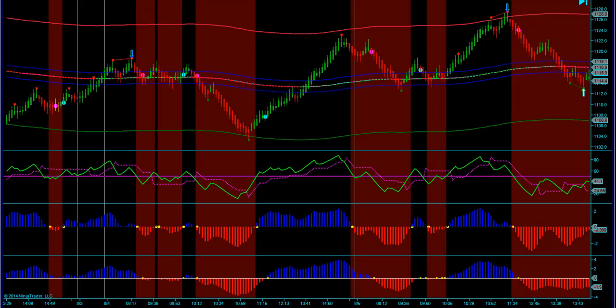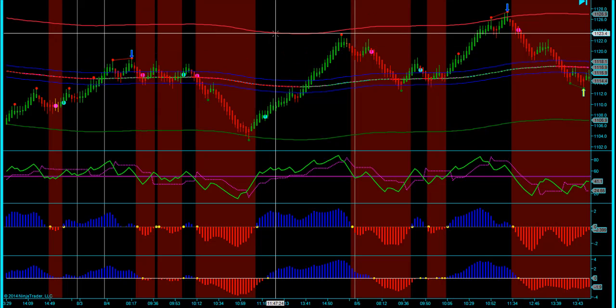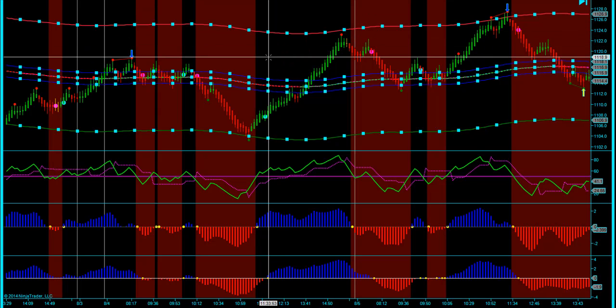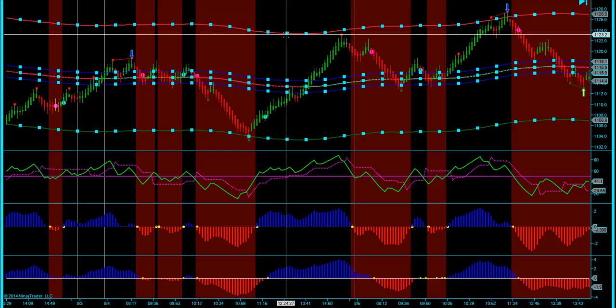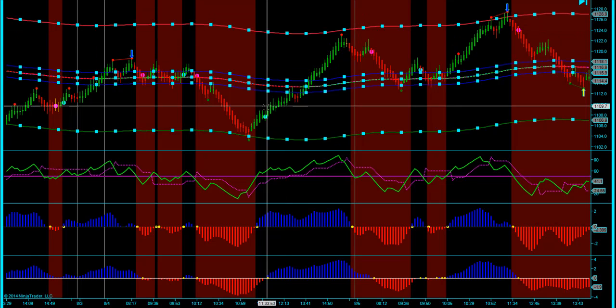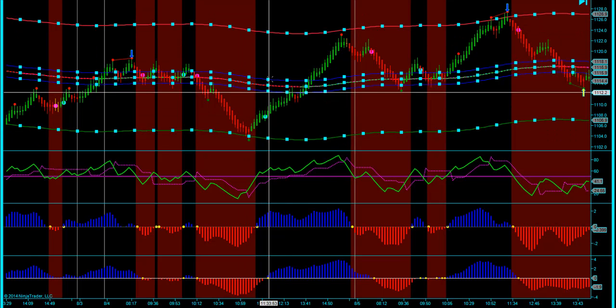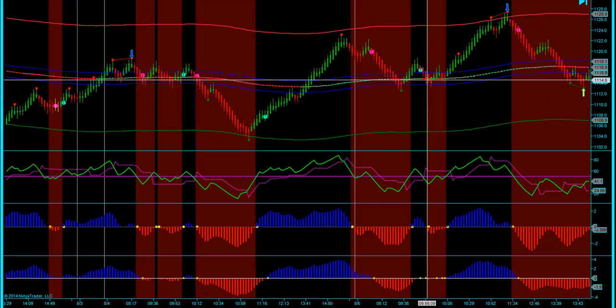I just wanted to cut a quick video discussing our channel band indicator. So that's going to be this indicator that you see on screen. It's got these outside bands, we call those our reversal bands, and then we have this inside channel area.